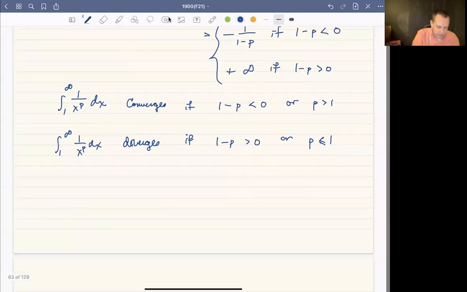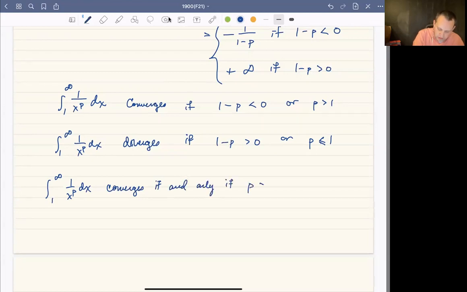So therefore, this integral from 1 to infinity of 1 over x to the p converges if and only if p is strictly bigger than 1. Okay, so when I say if and only if, I mean it goes both ways. So it converges if p is bigger than 1, and it diverges if p is less than or equal to 1. Okay, so this is a really famous integral that we're going to use over and over, actually, in this section, but also in chapter 11. So we'll see this actually has some relevance when we're going to talk about stuff in chapter 11. Okay, but that's that integral for now.